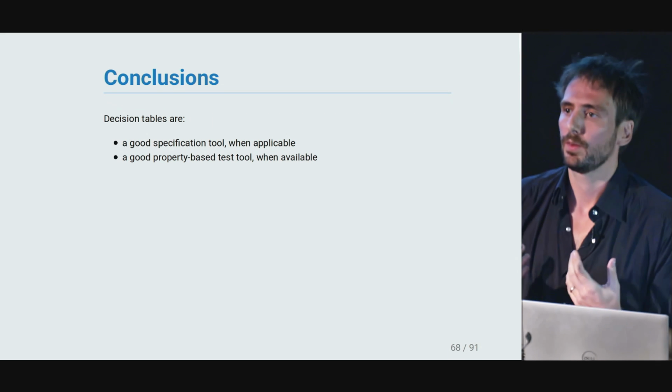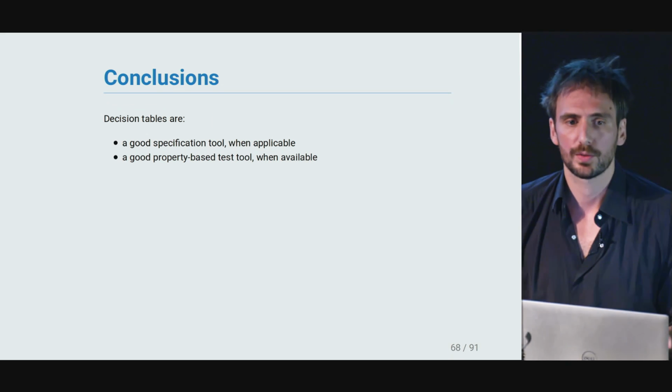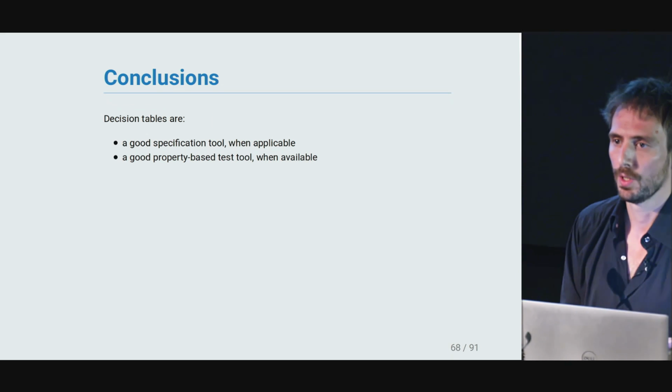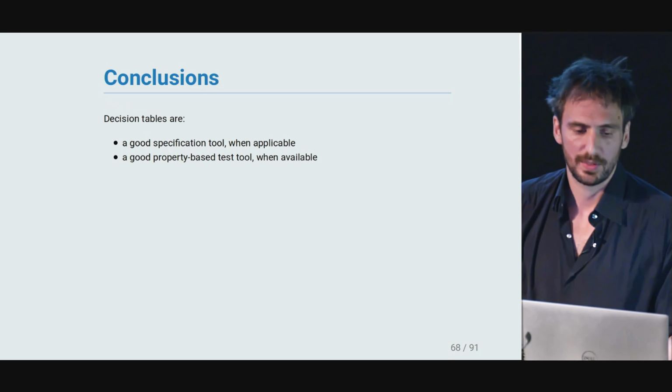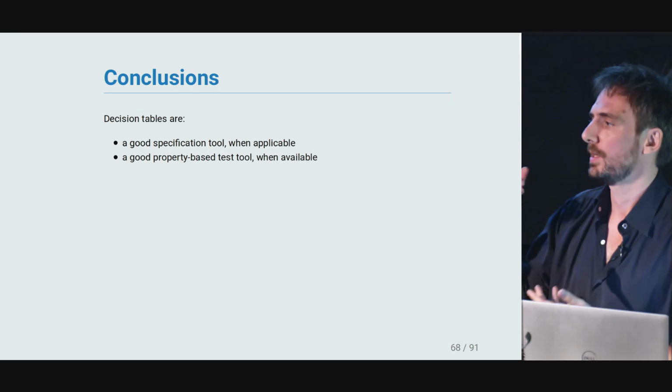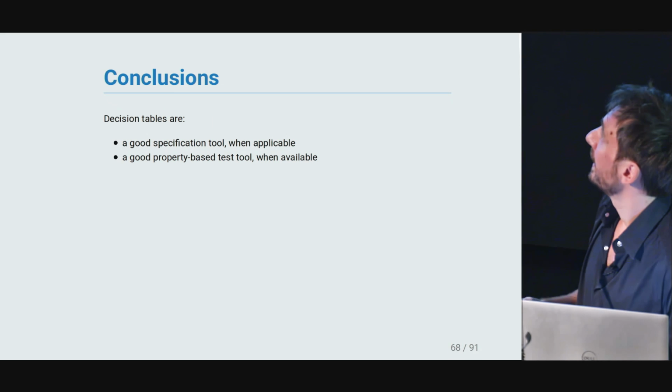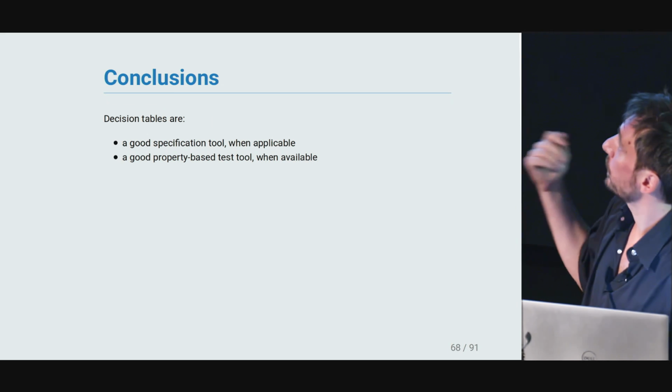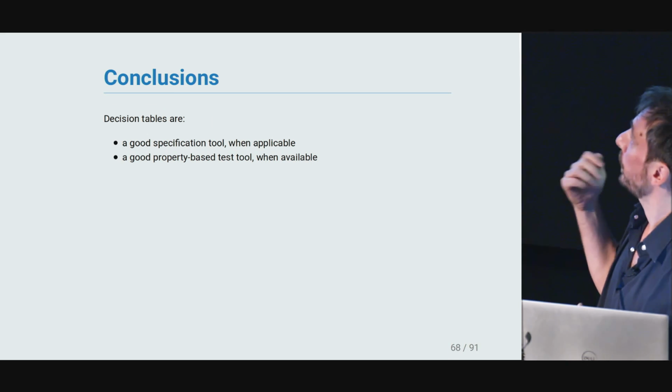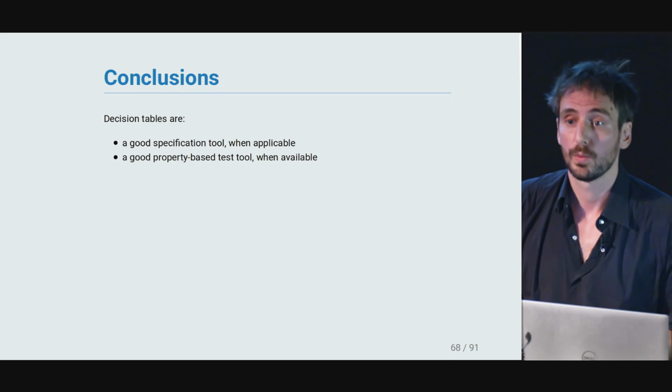Of course, it's not always applicable. It mostly works when your system behaves as a pure function. You can also get that to work if your system is stateful, but then you need a state transition table, not a decision table. And when you do have a decision table, then it's a pretty good property-based test tool when you do have it.